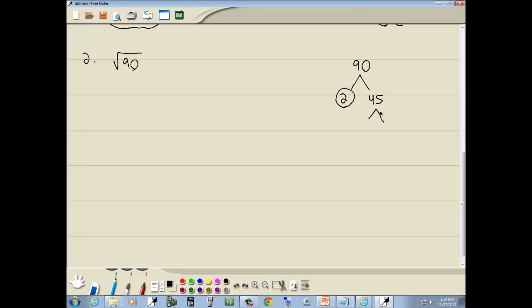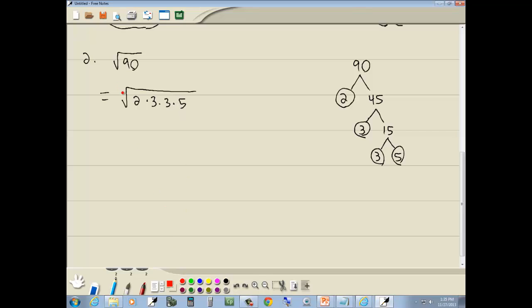Now, I'm still on my first prime, which is 2. This is not divisible by 2. So I'll go to my next prime, which is 3. It is divisible by 3. 3 times 15. 3 is prime, so I circle it. I'm still on my 3. This is also divisible by 3. 3 times 5. So we can rewrite this as 2 times 3 times 3 times 5.